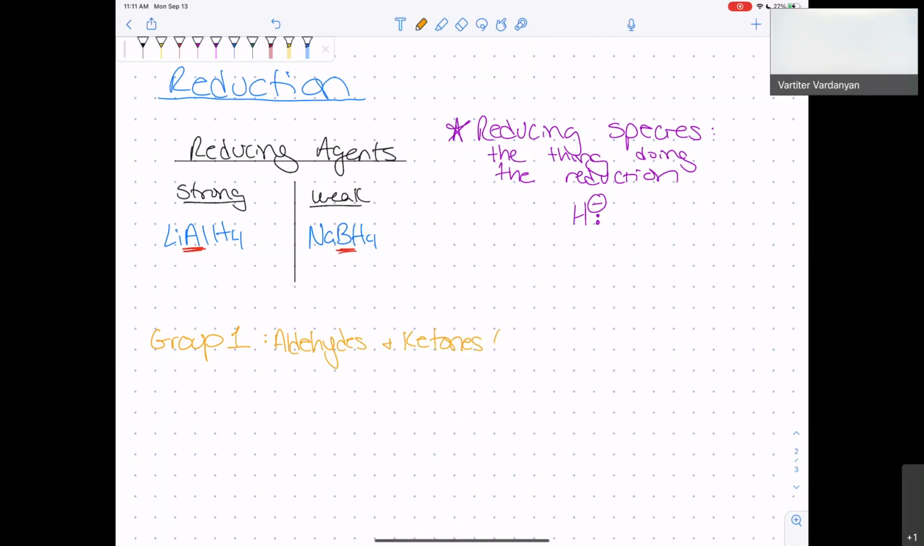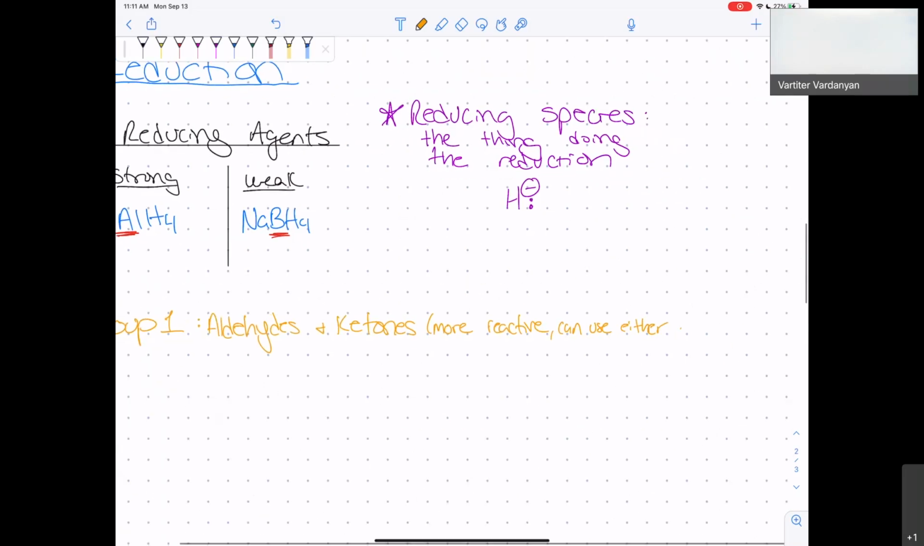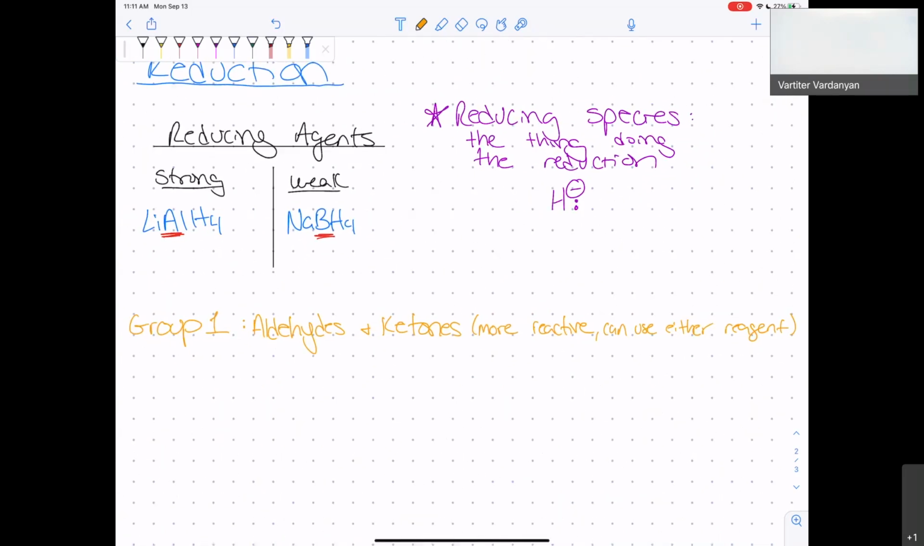So aldehydes and ketones are more reactive than group 2. We'll talk about group 2 in a second. And they can use either reagent, because the more reactive they are, the less strong of a reagent required. So let's see what that actually looks like.